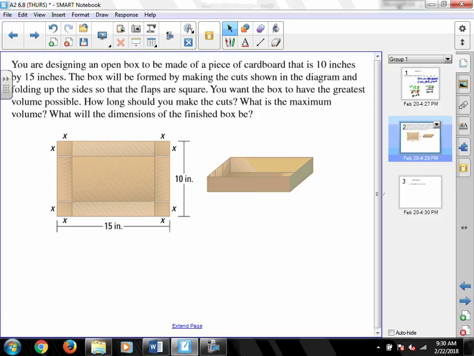You're designing an open box to be made of a piece of cardboard that is 10 inches by 15 inches. The box will be formed by making the cuts shown in the diagram and folding up the sides so that the flaps are square. You want the box to have the greatest volume possible. How long should you make the cuts? What is the maximum volume? And what will the dimensions of the finished box be?